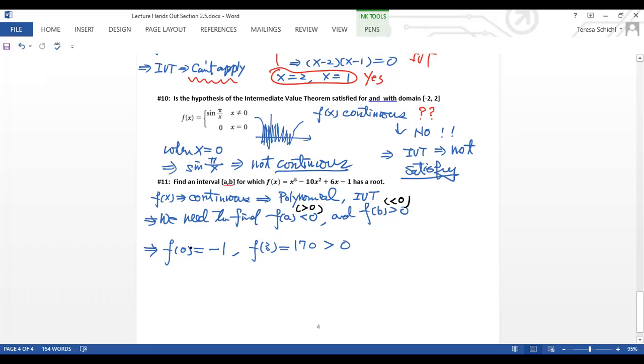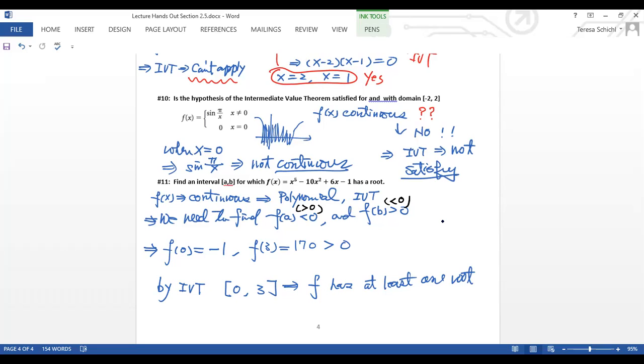So I have one value less than zero and one greater than zero. So I know by the Intermediate Value Theorem that I can find a zero between zero and three. So I can guarantee f has at least one root. It could have more, but at least one root somewhere from zero to three. You can continue, maybe divide it into smaller intervals and narrow down exactly where the roots are.